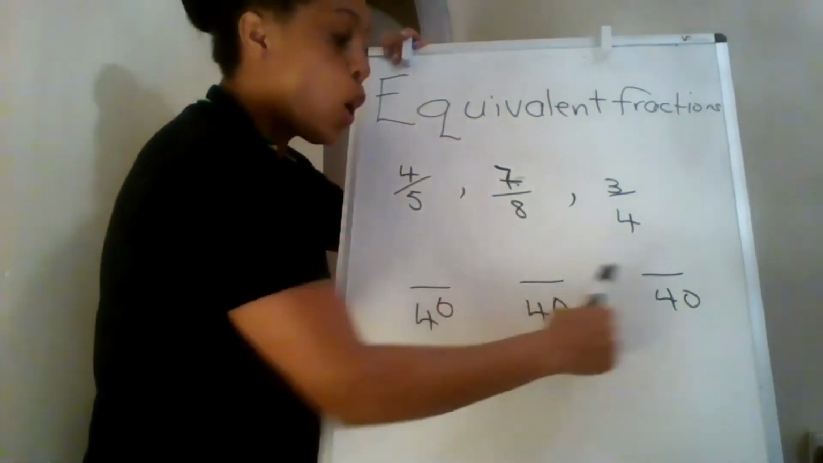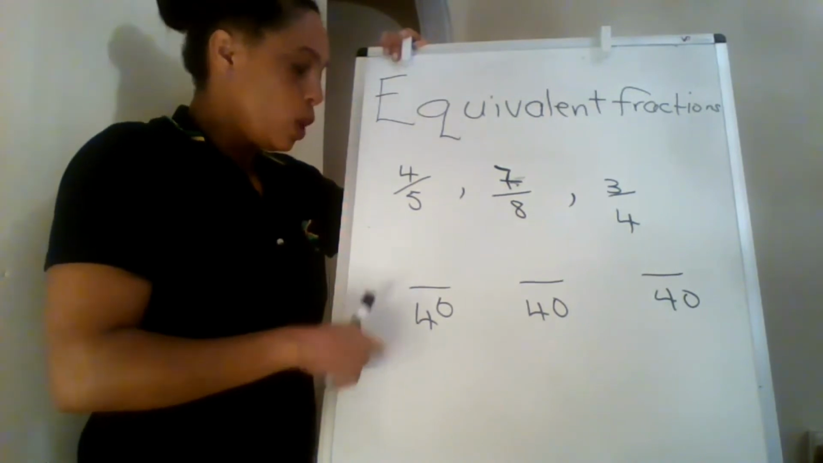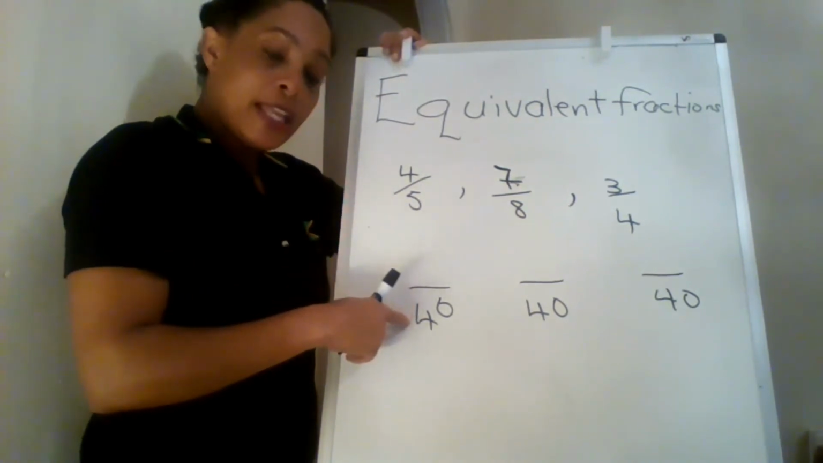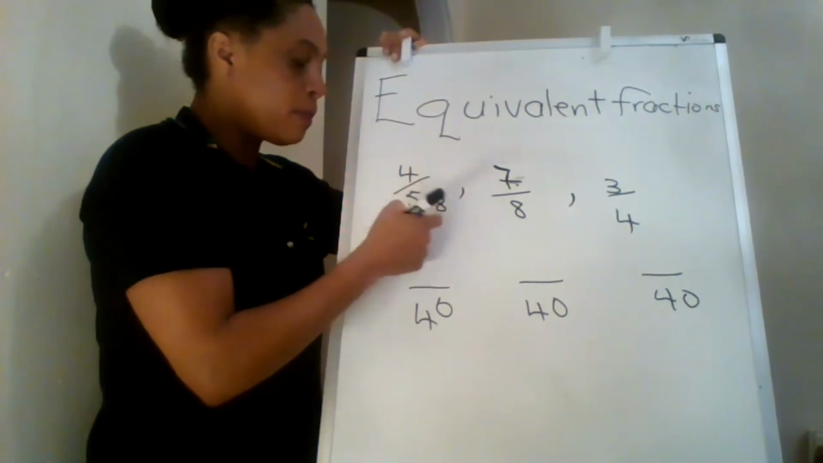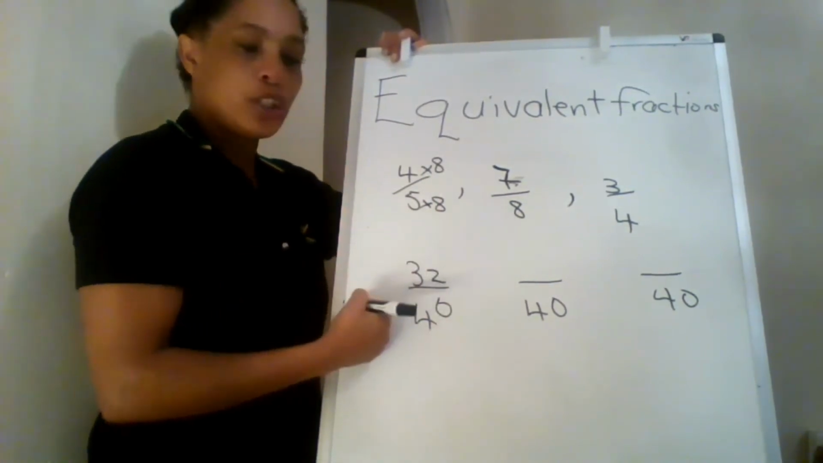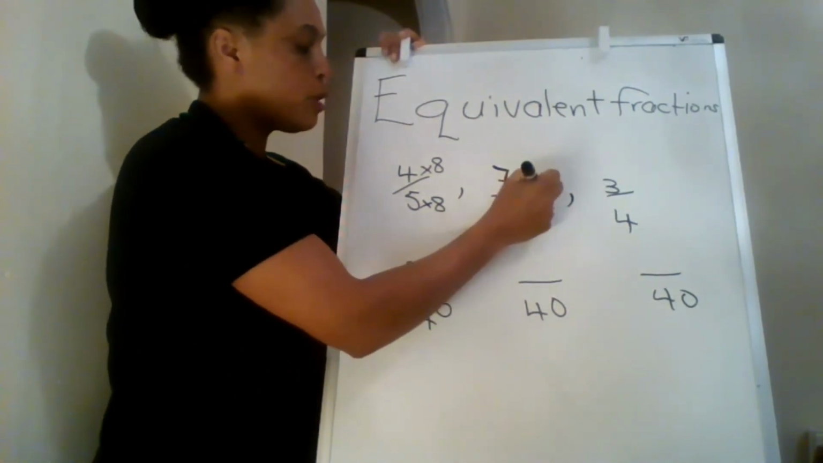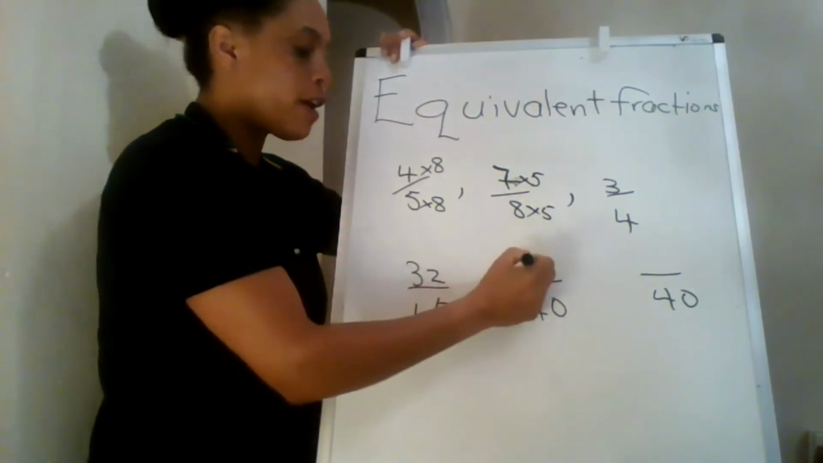Now, because they all have something in common, I can use that to compare. 5 times 8 gives 40. So if I times the bottom by 8, I have to times the top by 8 as well. So that's 32. 8 times 5 is 40. So if I times the bottom by 5, I have to times the top by 5 as well.